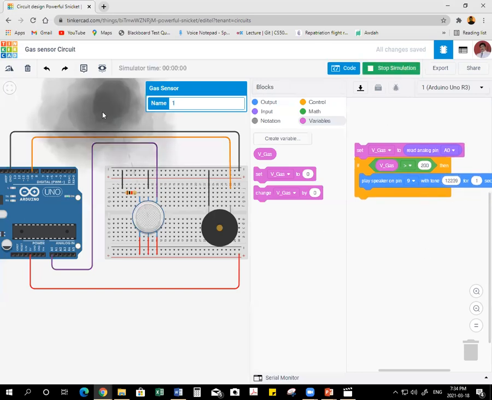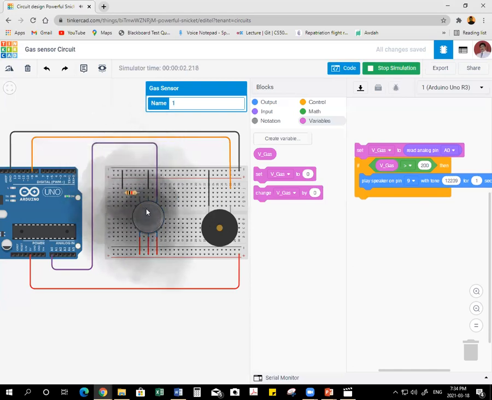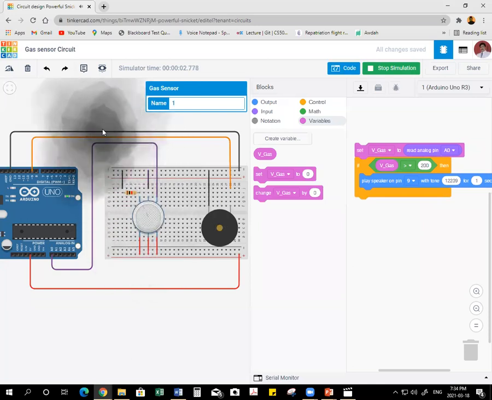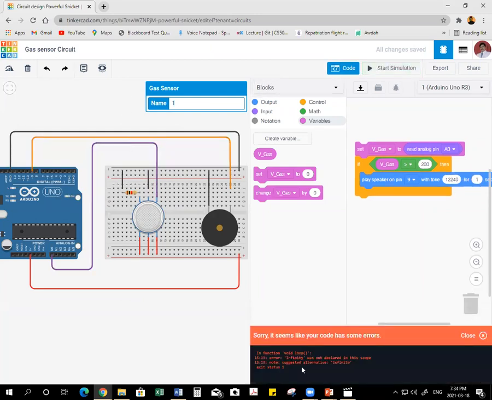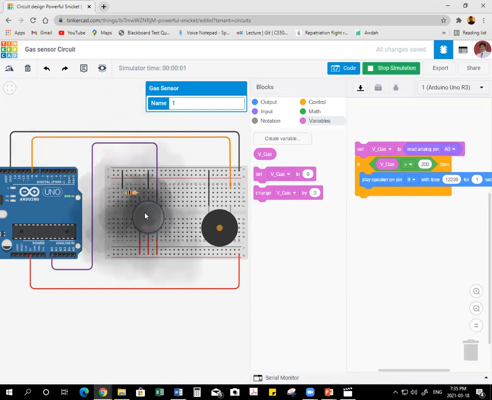So check here. Different sound, every time a different sound with a different tone. Now if I increase it more than this, to 12240, it will not work. See, there is an error. It seems like your code has some errors. What does the error mean? It is the tone value. It is the problem. 12239 is the maximum, from 0 to 12239. Now play it. It's working now.